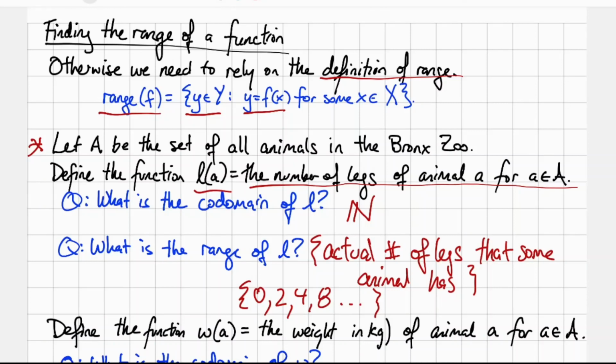Now, probably nothing has more than 1,000 legs, so that's going to give you a restriction on what this set is. And maybe there's some animals that have fewer legs than they started off with, or have more legs than one might expect. And so maybe there's an animal with 1 leg. Maybe there's an animal with 6 legs or even 9 legs. You'd have to go through and do a full inventory of the animals at the Bronx Zoo.